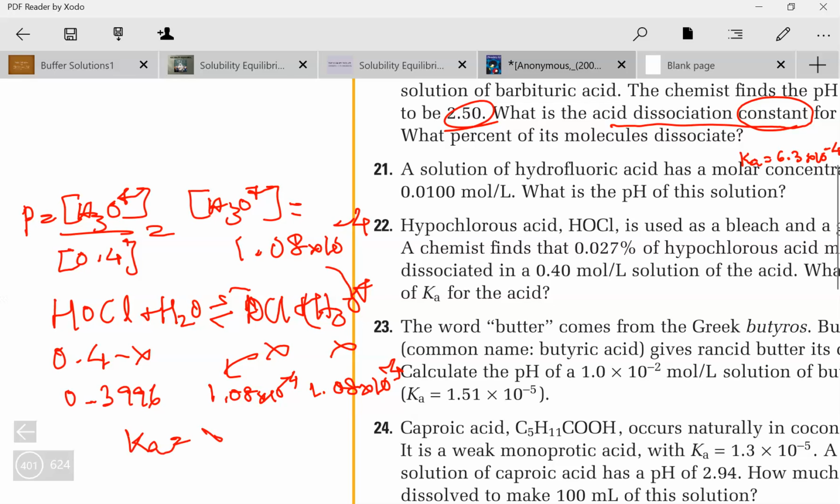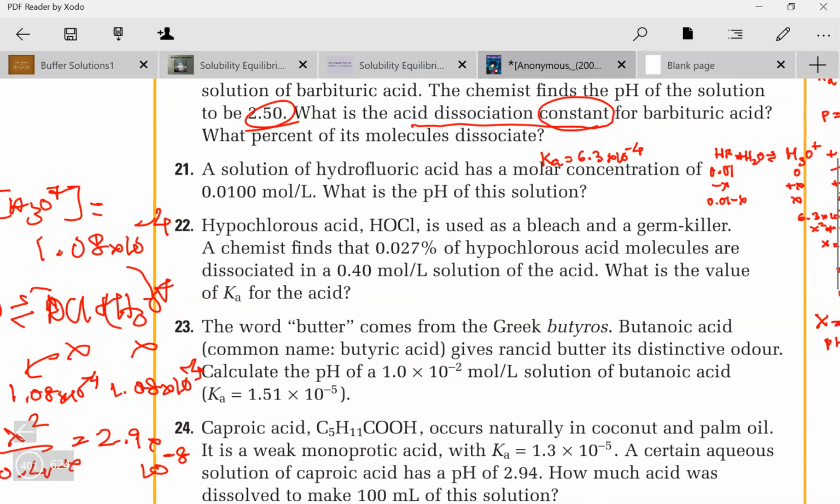Ka equals x squared divided by 0.4 minus x. I'm going to do that on my calculator, which is 1.08 times 10 to the power negative 4 squared divided by 0.3966. This is equal to roughly 2.9 times 10 to the power of negative 8 is my Ka value. And that's that.